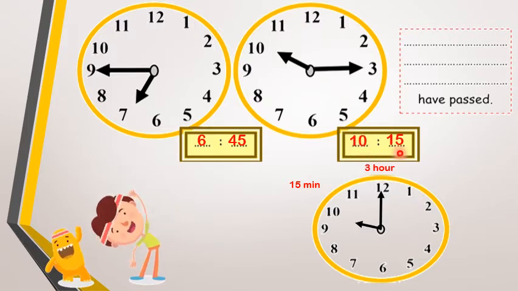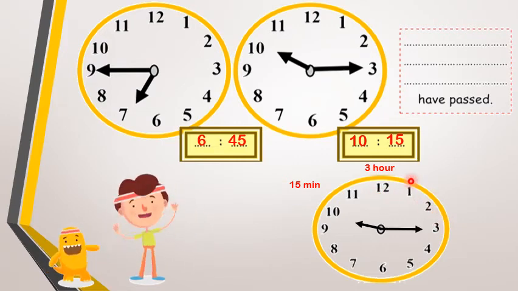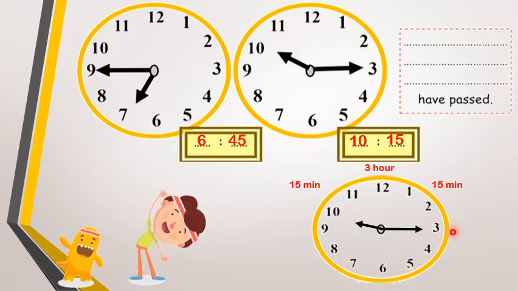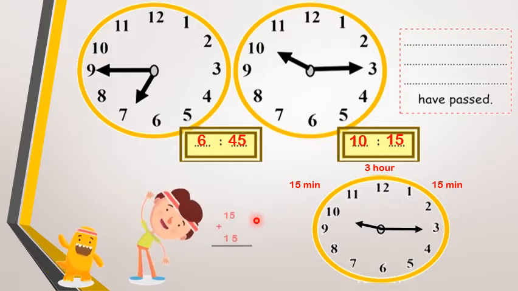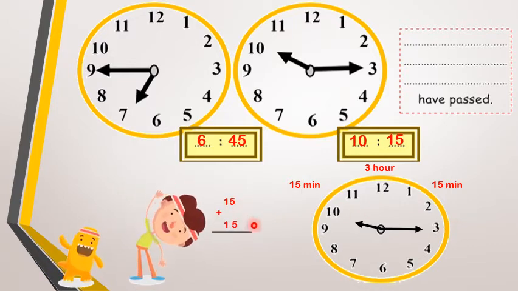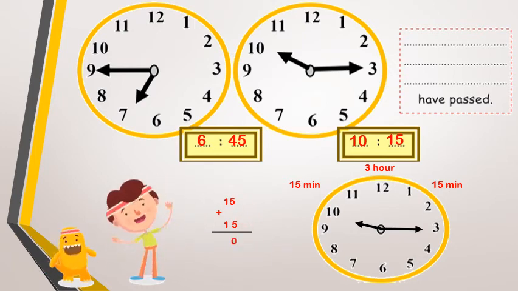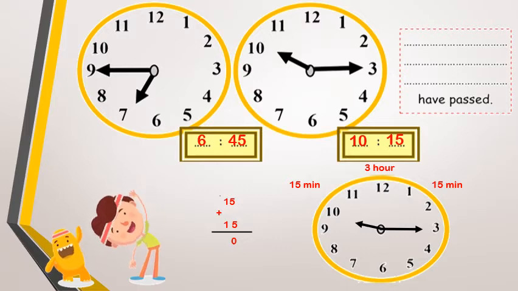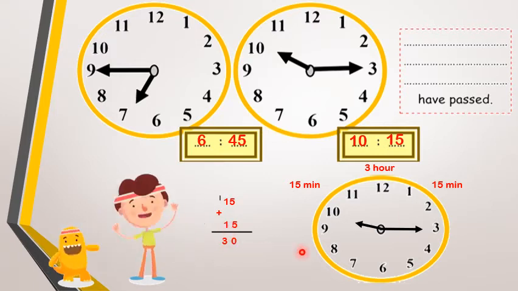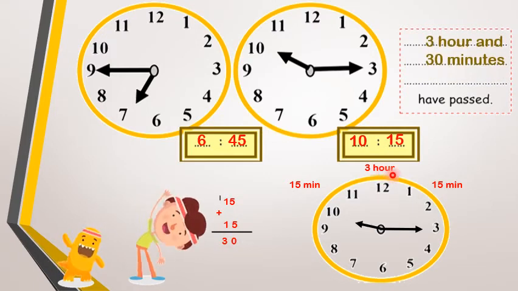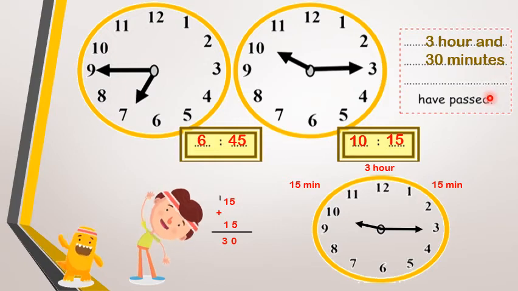Let's calculate the minutes. It's 10:15. So I will move the long arm to 3. So all the way from here to here is 15 minutes. Let's calculate the minutes together. 15 plus 15. 5 plus 5 is 10. So I put 0 and carry 1. 1 plus 1 is 2. And 1 is 3. So the time passed is 3 hours and 30 minutes.